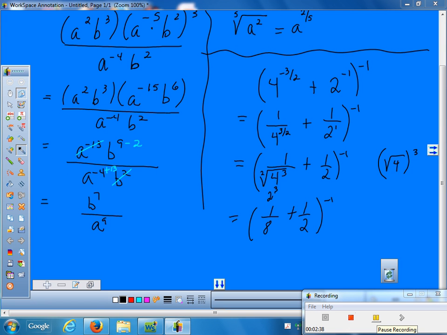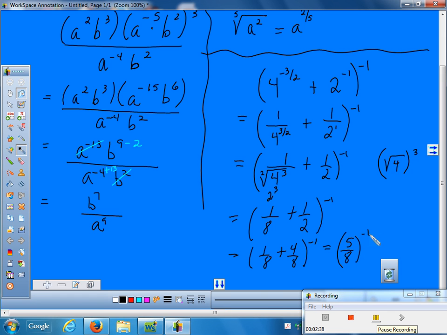So now, oh no, you have to add fractions. That's not that hard. That's 1/8 plus a half. 1/8 plus 4/8 is 5/8, isn't it?